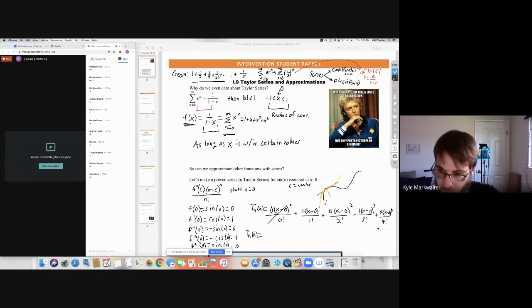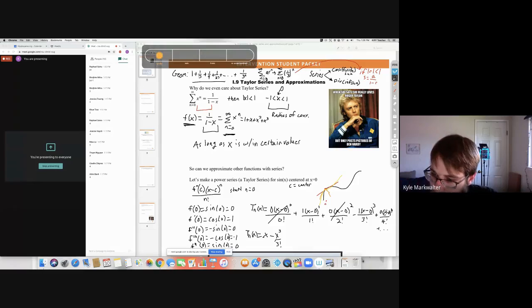This becomes 1 times x over 1. That's just x. Plus 0 will kill all that stuff, so it goes away. So plus, actually it's not even plus, it's now minus. This will be x cubed over 3 factorial. Sorry. Minus x cubed over 3 factorial. Plus 0, so that goes to 0.